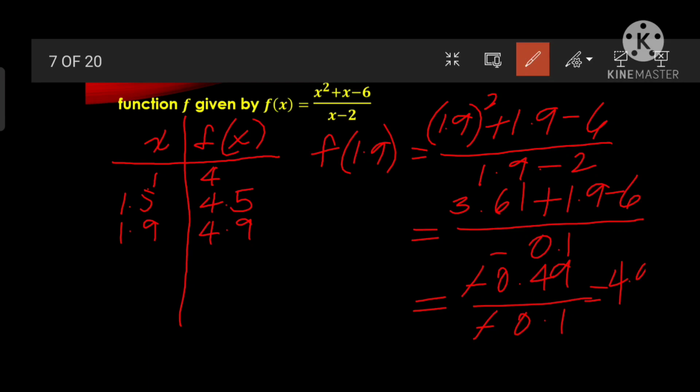Then let's assign a value closer to 2 than 1.9. So let's say we have 1.99. Let us find out what will happen to the value of f of x as the value of x gets closer and closer to 2. Take note that we are going to make x approach 2. Okay, so 1.99 is closer than 1.9.